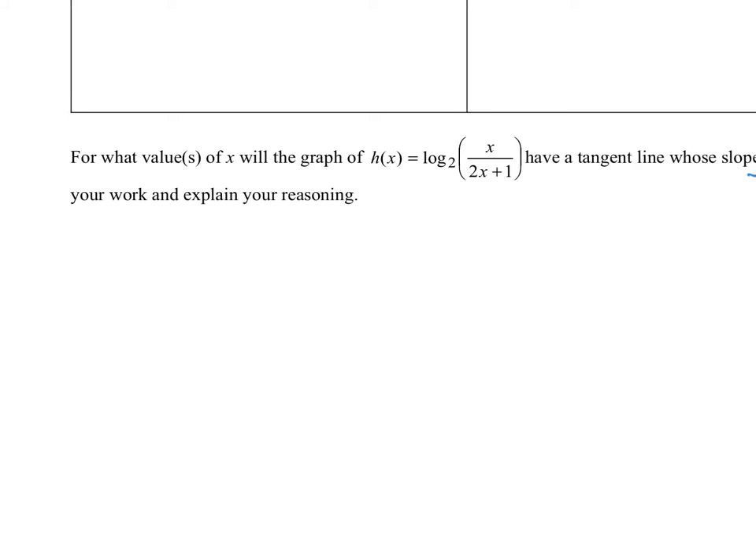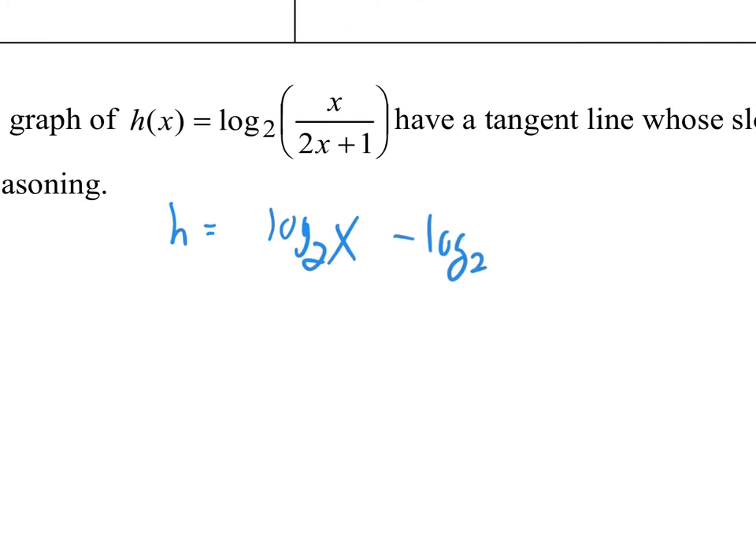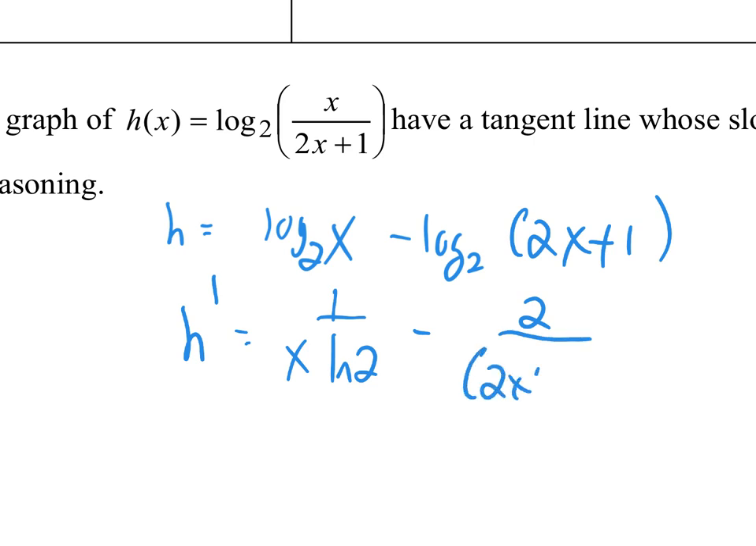H prime of x. Oh, wait. Let me do this smarter, not harder. I don't want to do quotient rule. So let me take h and write it as log base 2 of x minus log base 2 of 2x plus 1. It's good to know that pre-calculus comes in handy. H prime now would be du over u: 1 over x, natural log of 2, minus 2 over 2x plus 1, natural log of 2.